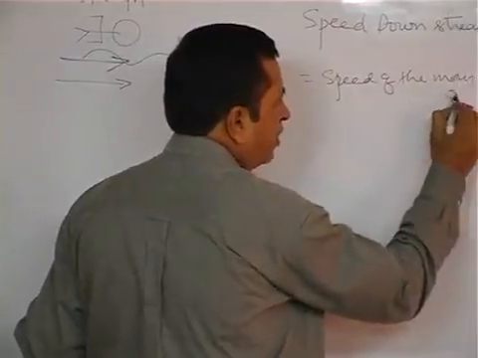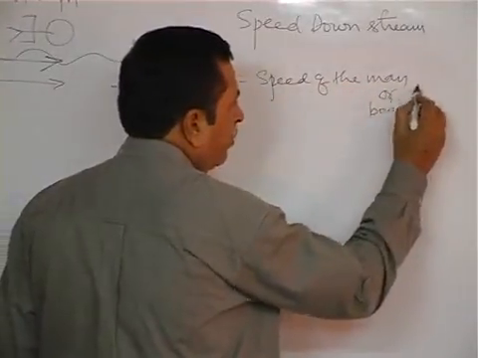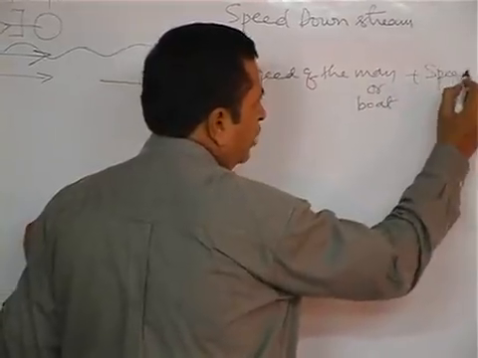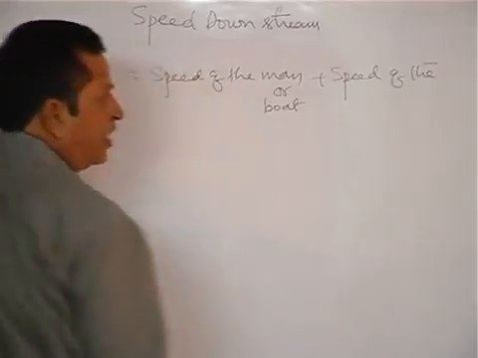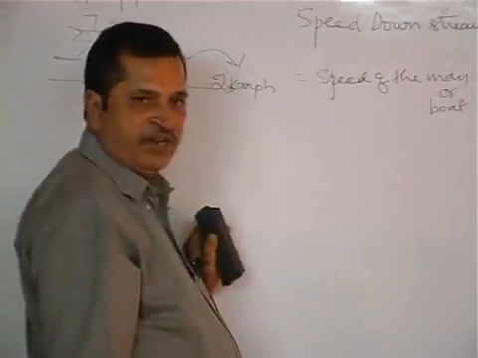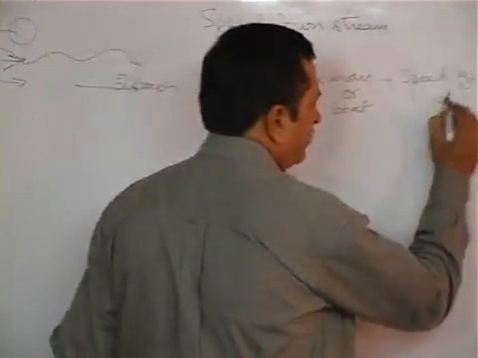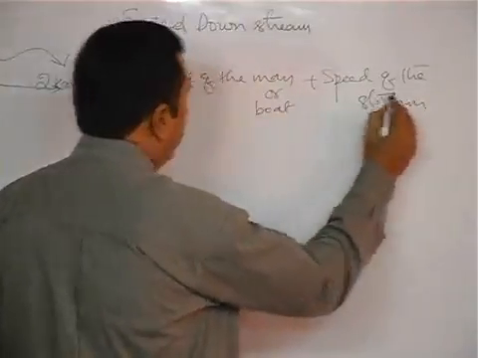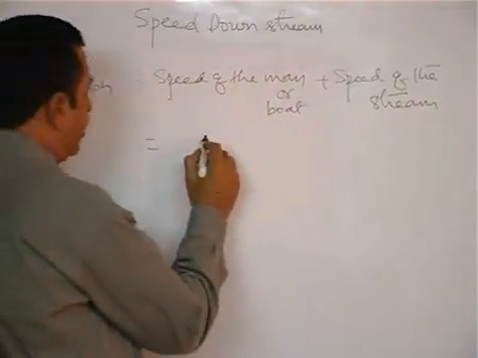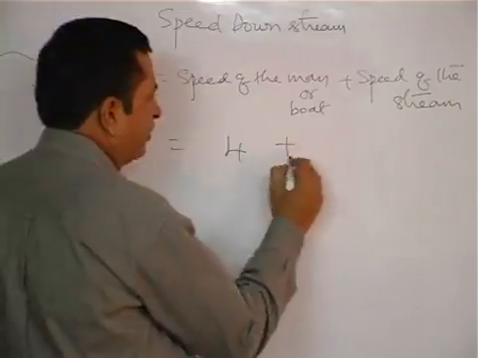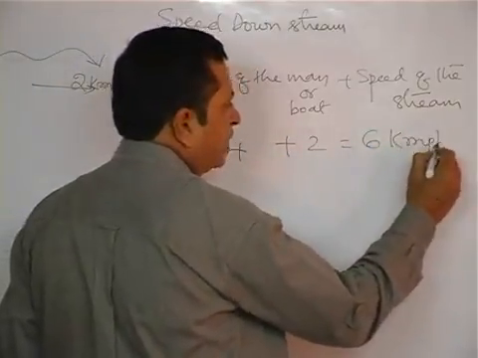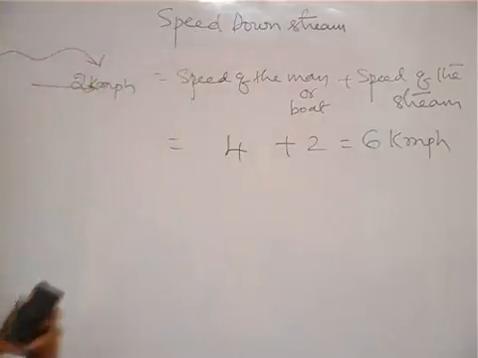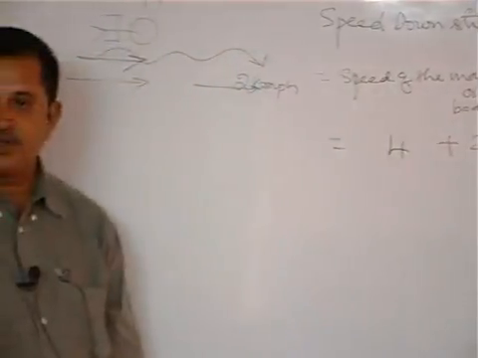Speed of the man or boat plus speed of the stream, or velocity of the stream, or current of the stream, whatever it may be, speed of the stream. That is, speed of the man is 4 kilometers per hour, this is 2 kilometers, so 6 kilometers per hour is the speed that works out. Right?